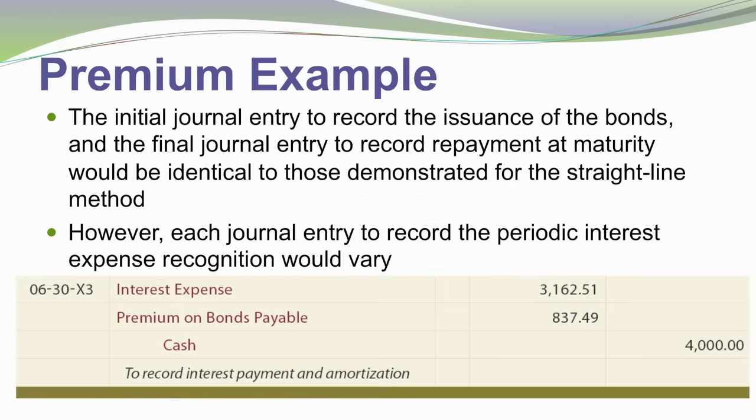However, we would record a little bit different amount of periodic expense. So for example, for our June 30th year 3 example, we're debiting interest expense $3,162. You can find that amount in the amortization table, which is reproduced in the textbook. We're debiting premium on bonds payable for the difference between that and the credit to cash of the $4,000 payment.